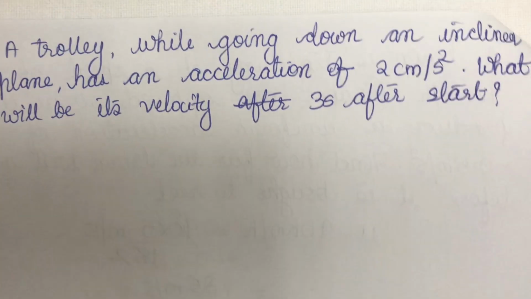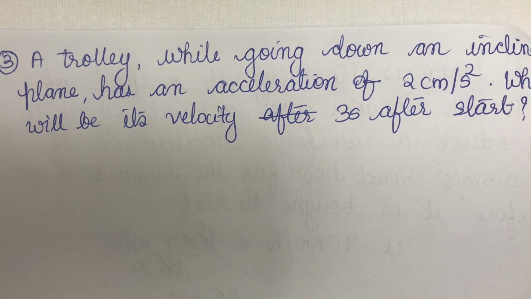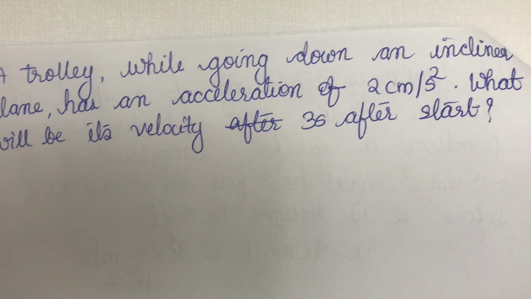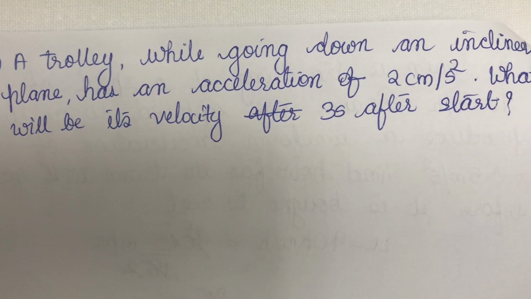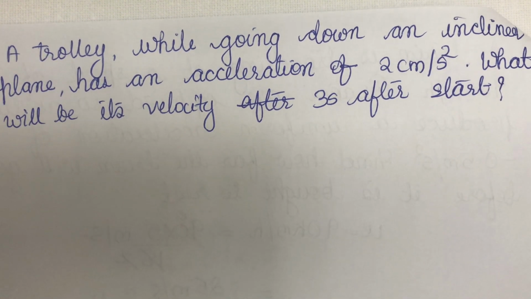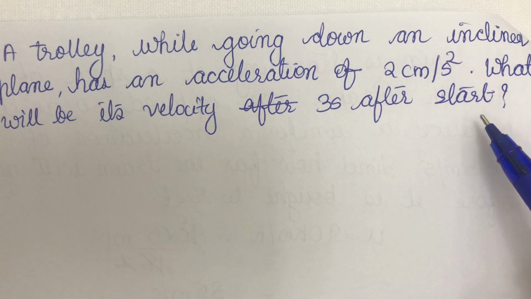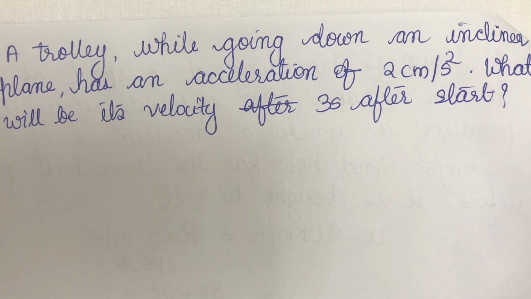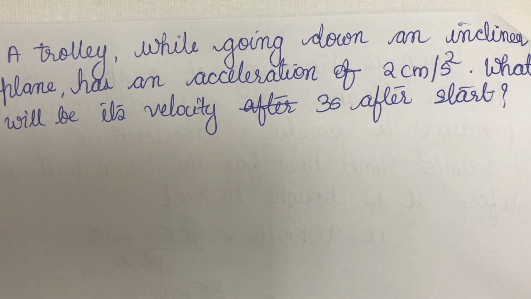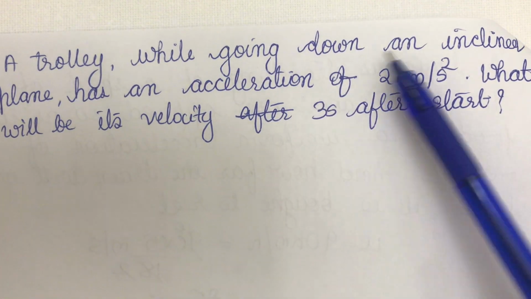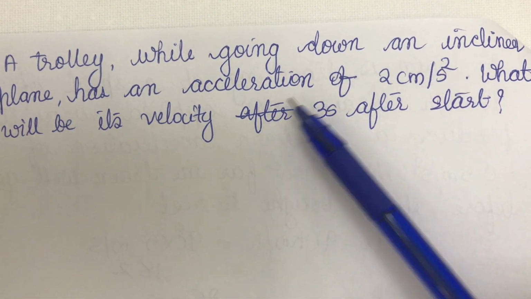Okay. So next question is question number 3. A trolley while going down an inclined plane has an acceleration of 2 cm per second square. What will be its velocity after 3 seconds? 3 seconds after the start. So whatever it is given, we'll write first. So trolley while going down an inclined plane has an acceleration.